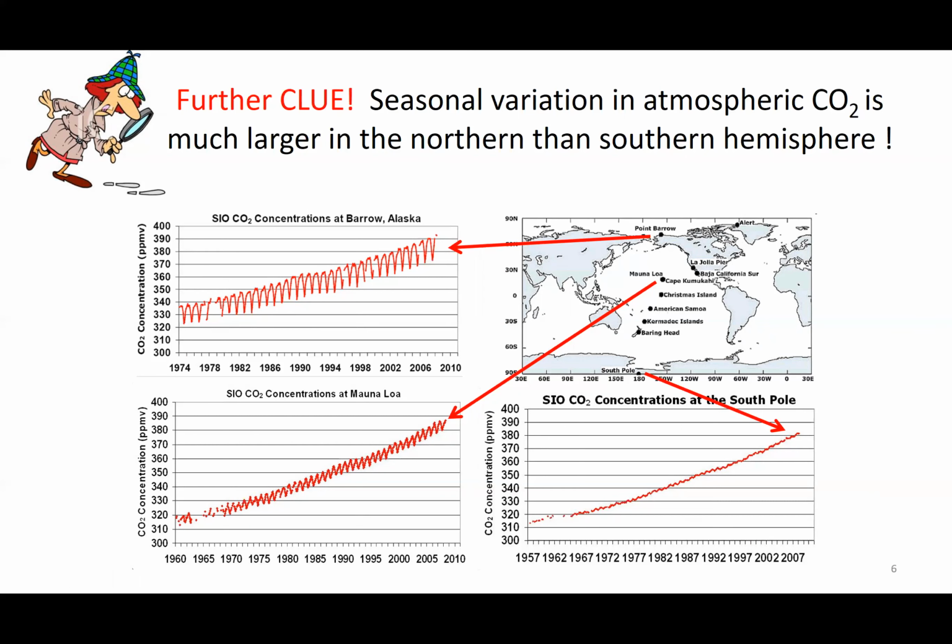And then if we move right down to the South Pole, in the southern hemisphere, we see all of those variations, all those wiggles, are virtually ironed out, and we have quite a smooth curve that looks almost like the global average. So why could that be? And why are the variations in the northern hemisphere so much larger than in the southern hemisphere on a seasonal basis?